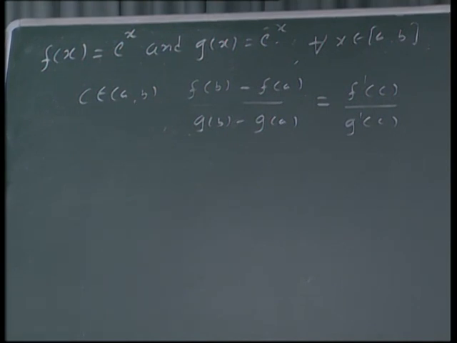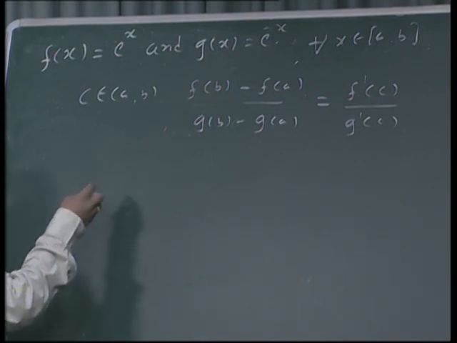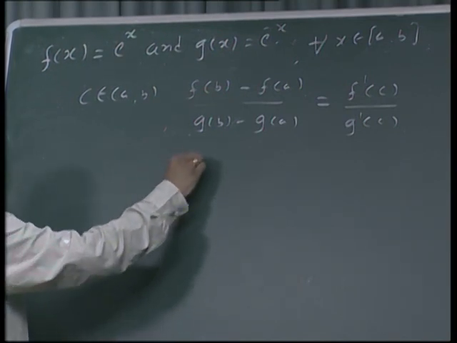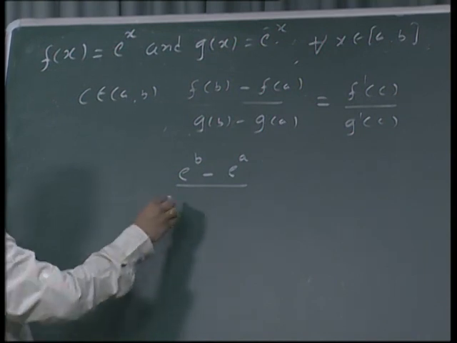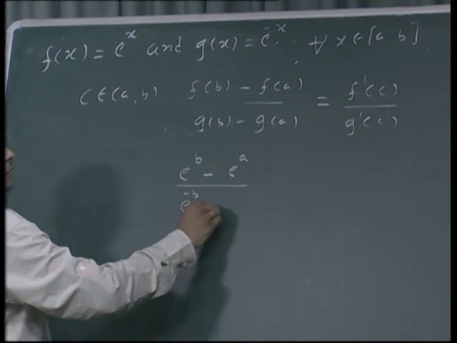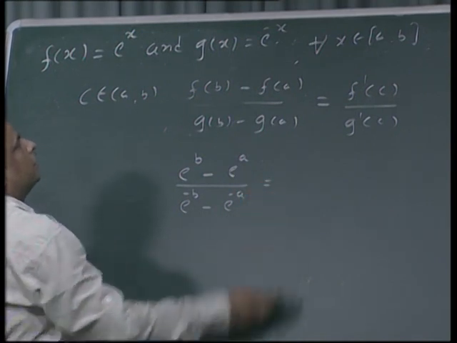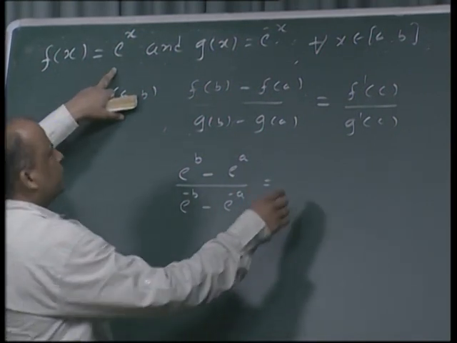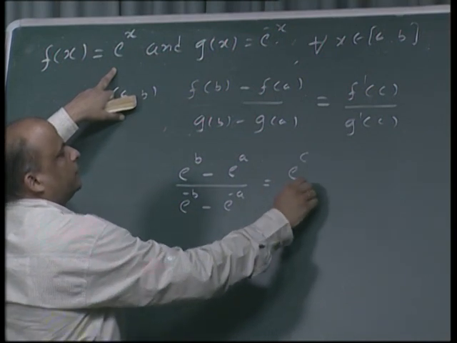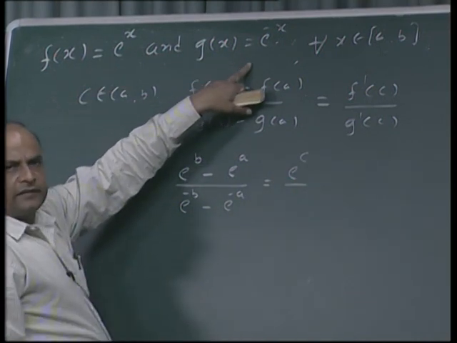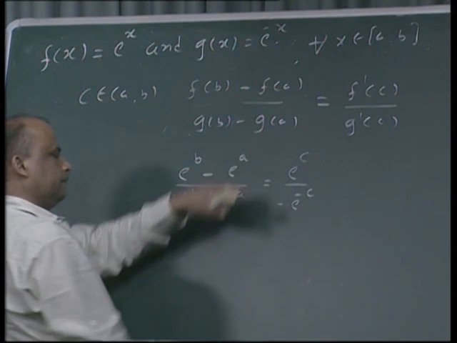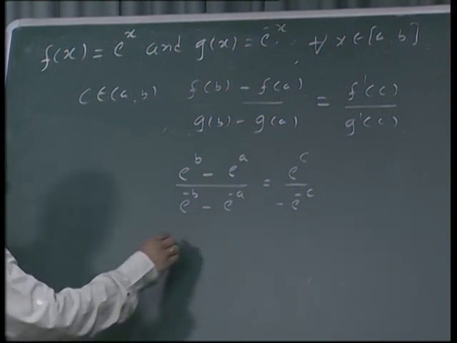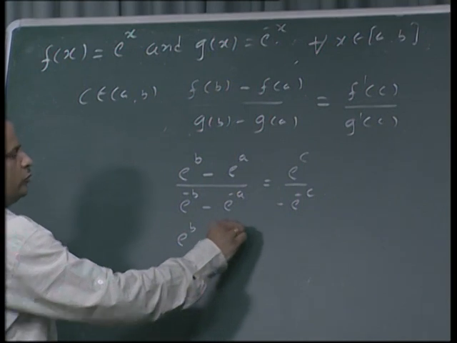Now we will put in the values and find the number c. So this is e raised to b minus e raised to a, upon e raised to minus b minus e raised to minus a. The derivative of e raised to x is e raised to x only, so this is e raised to c, and the derivative of e raised to minus x is minus e raised to minus x, so this is minus e raised to minus c, and this is e raised to b minus e raised to a.